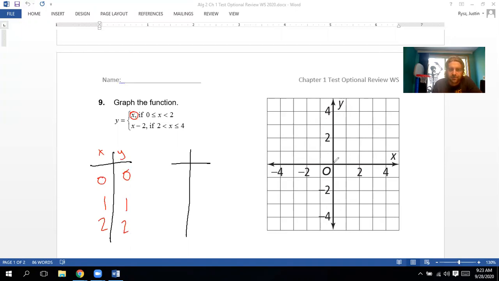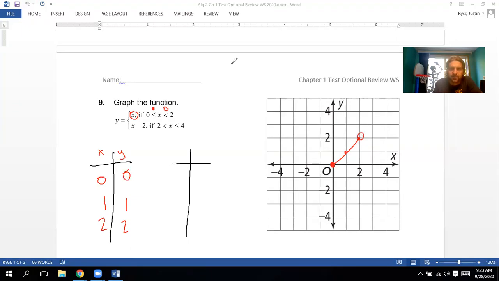So 0, 0, 1, 1, 2, 2. But we're going to make sure we use the right kind of dots. We'll connect the dots here to connect our line. All right, at 0, 0, that should be a closed dot because that's a less than or equal to sign. Less than for 2 would be an open. So this should start with a closed dot and end with an open dot.